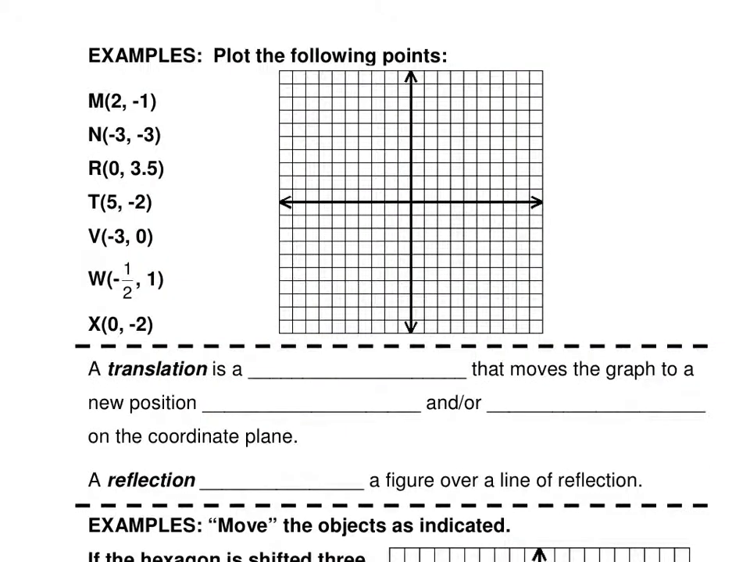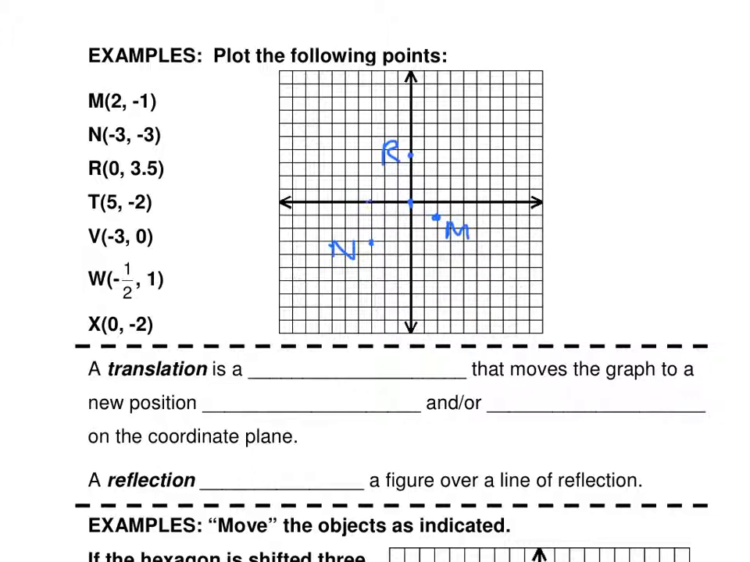All right, so now we're going to plot the following points. So M is located, we always start here, 2, negative 1, so over 2, down 1, that would be M. And then we're going to do N. N is negative 3, so we go left and then down 3, and that's going to be N. And then we're going to do R. R is 0, 3.5, so we don't go left and right, and we're going to go up to 3.5, which is about right there. So that's R.